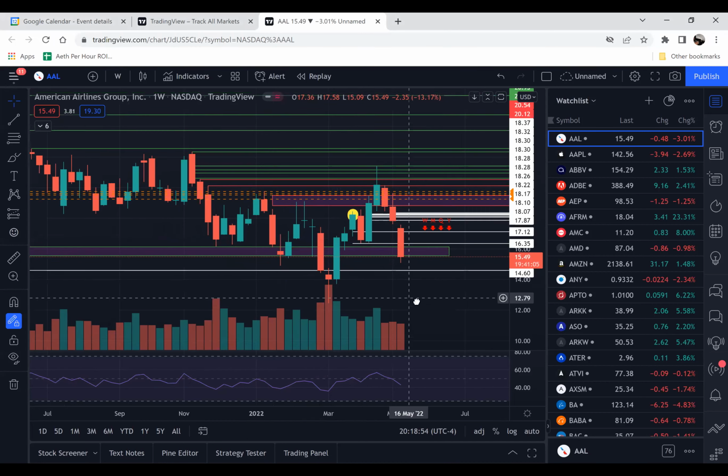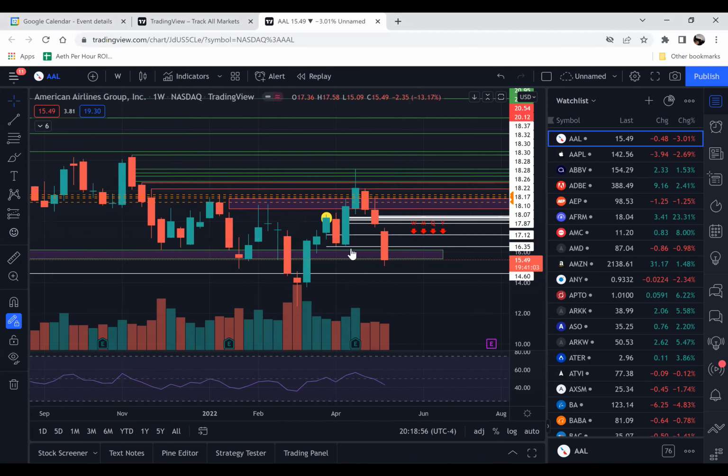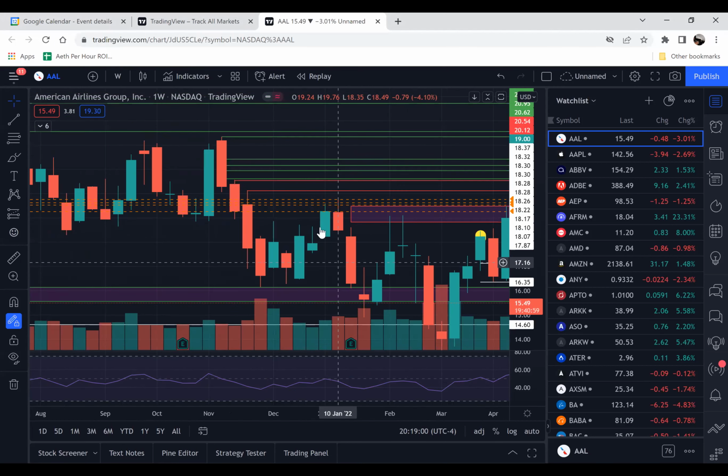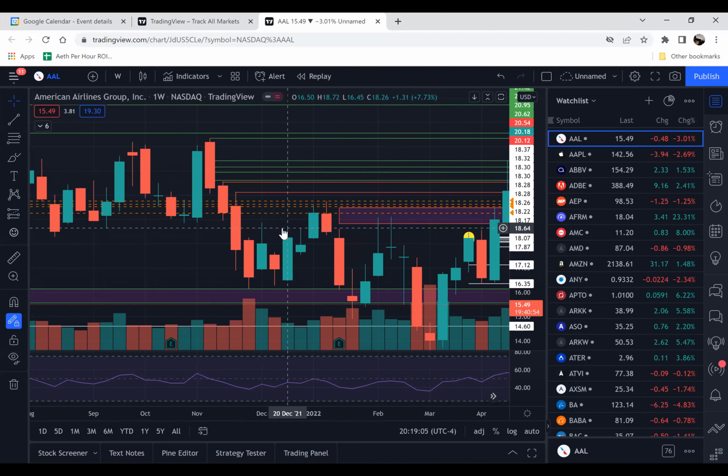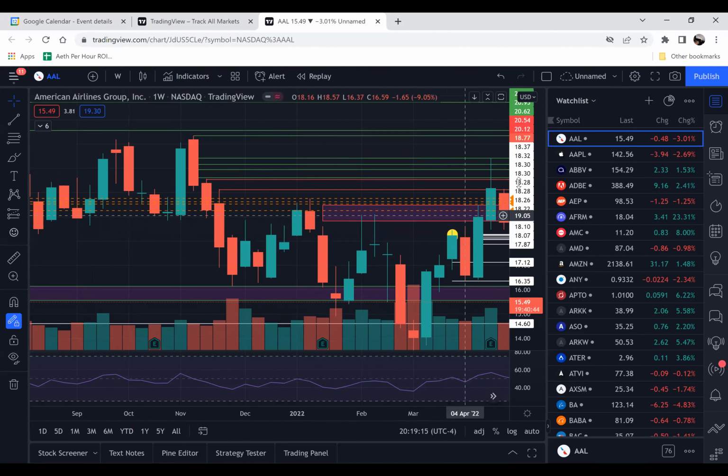An inside candle would be something of this nature right here. And the reason being is because we did not break the high of the previous candle, nor the low of the previous candle. So it's consolidating, and it's a tightening range. It's not really going anywhere. It's tightening its range off of a broadening formation.